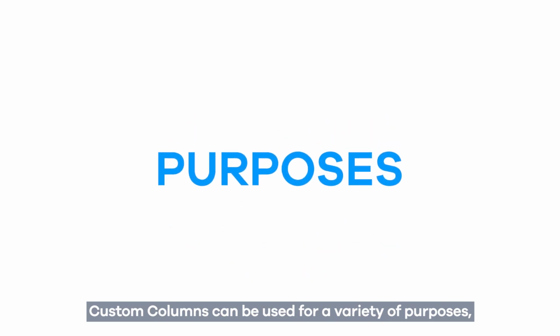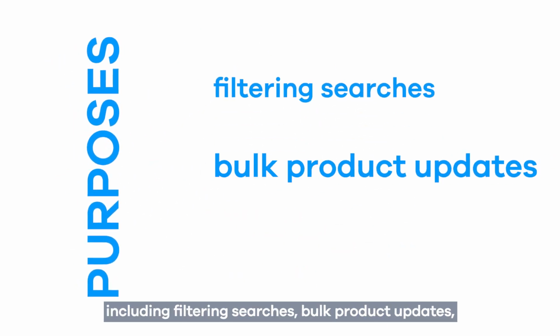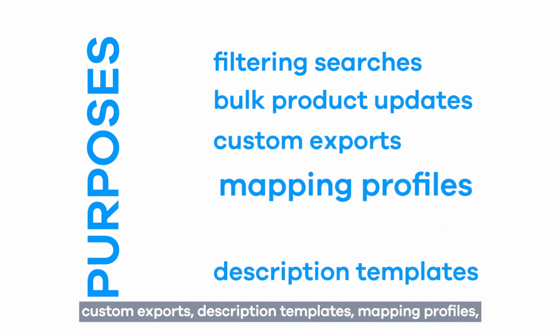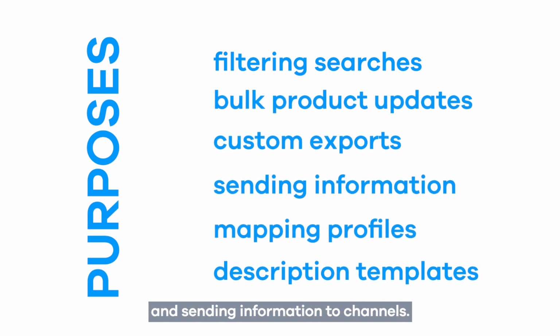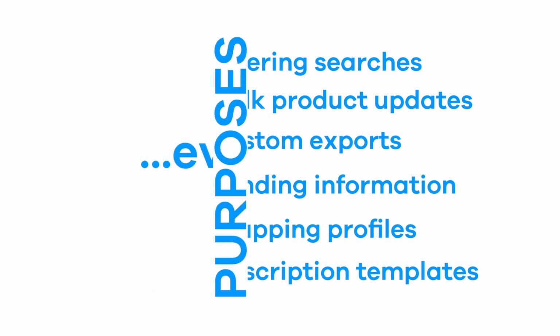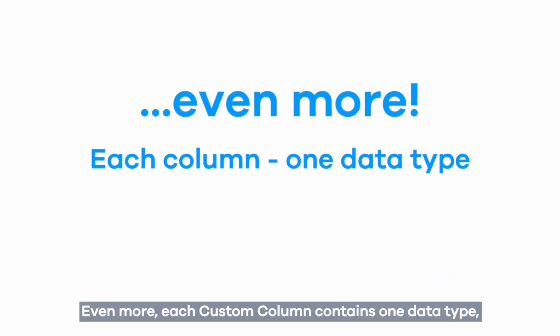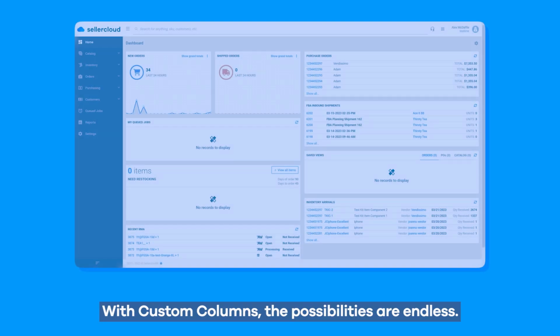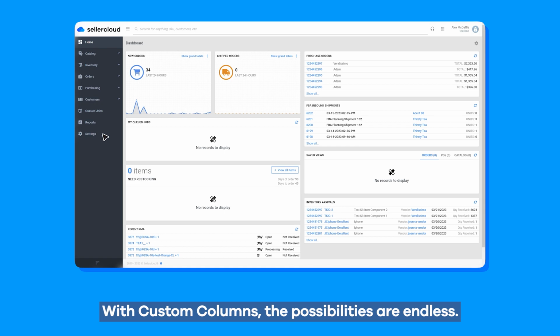Not only that, custom columns can be used for a variety of purposes, including filtering searches, bulk product updates, custom exports, description templates, mapping profiles, and sending information to channels. Even more, each custom column contains one data type, making it easy to manage and organize your information. With custom columns, the possibilities are endless.